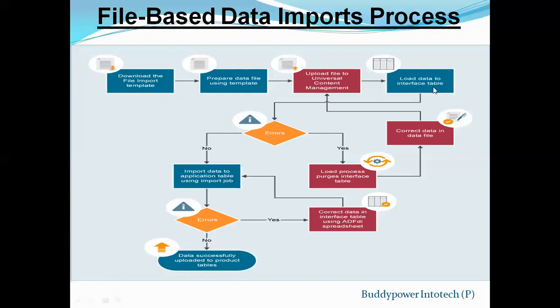Then you load the data into the interface table. If there are no errors, you directly import data into the application table using the import job. Even after that, if there are no errors, the data is successfully uploaded to the product tables. If there are any errors here, then the load process purges the interface table.